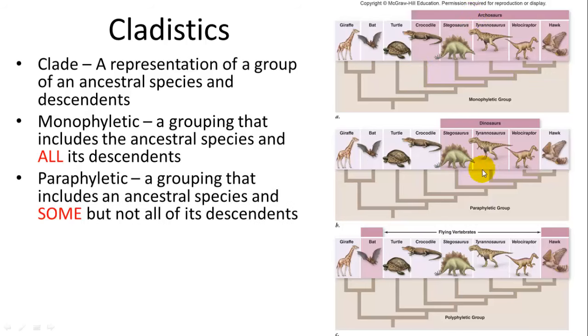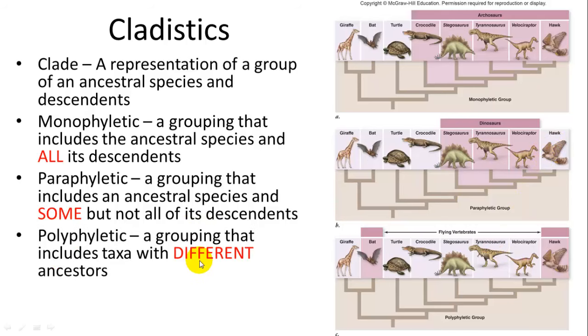Paraphyletic includes some but not all of the descendants. So if this ancestor again is our reference point, oh, this is a different one, but we just talk about these as dinosaurs, okay, but we don't include the birds, then that's a paraphyletic group because it doesn't include the ancestor of the birds. And then lastly, you have a polyphyletic grouping, which includes taxa with different ancestors.